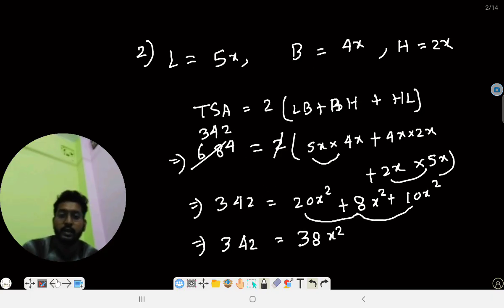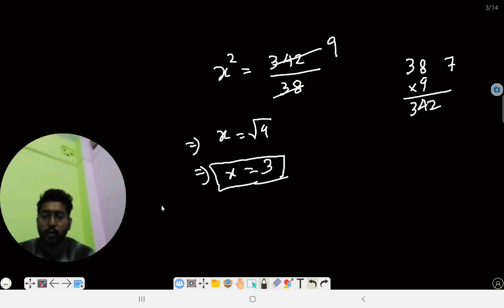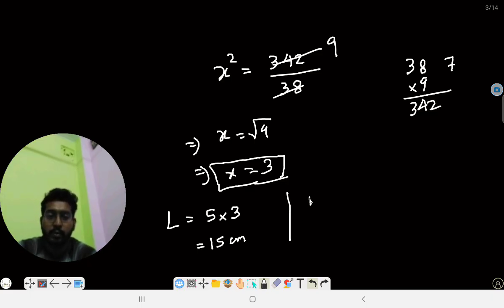That means what is the length here? The length will be 5x. So from here we can write L equals to 5x. Now what is the value of x? The value of x is 3. That means 15 centimeter. This is the length. Now next one is breadth. The breadth is 4x. So it will be 4 into 3, that is 12 centimeter.